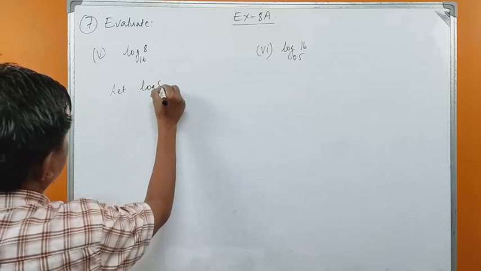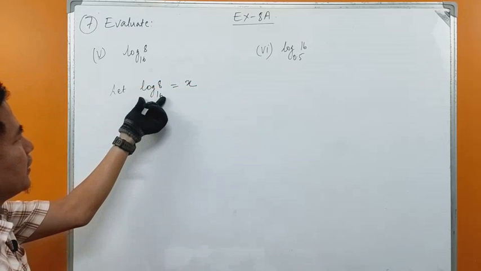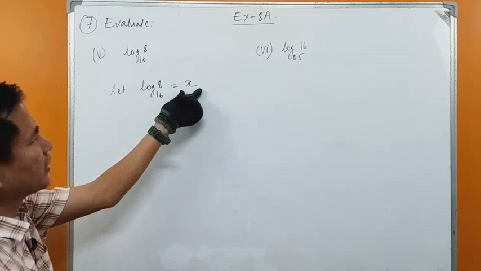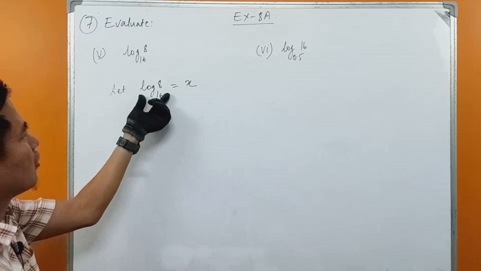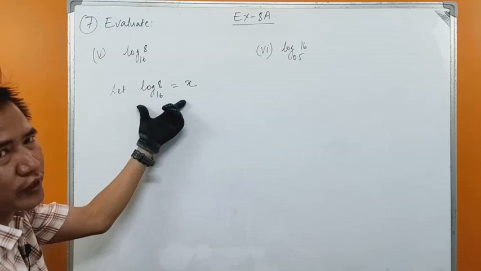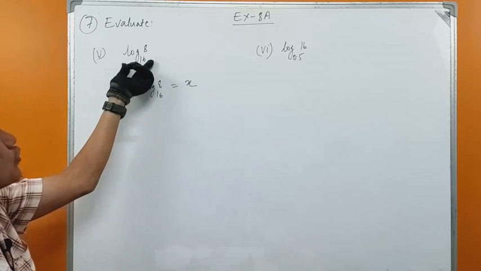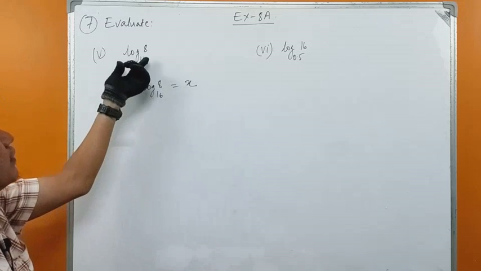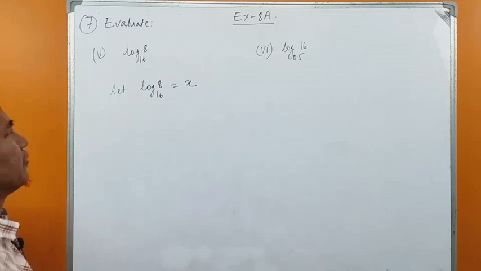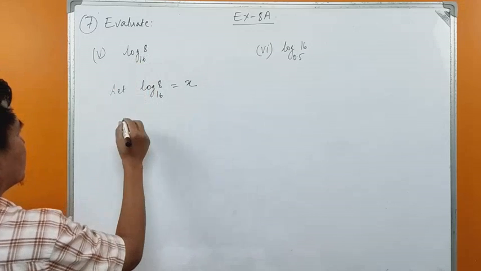Let log 8 to the base 16 equals x. Okay, we are supposing log 8 to the base 16 to be x. Now we change this into exponential form and we find the value of x, isn't it? If we find the value of x, then that will be the value of log 8 to the base 16, isn't it?